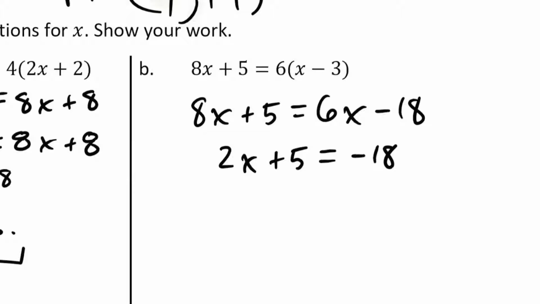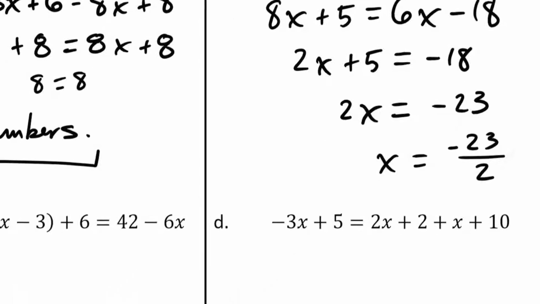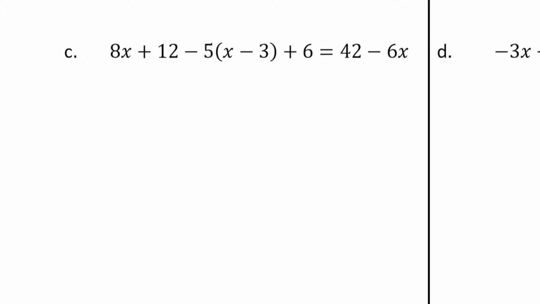If I subtract 5 from this side, I'm left with just 2x. And when I subtract 5 from negative 18, this is going to become negative 23. And then my answer is what I get when I divide both sides by 2. So my answer is negative 23 halves. And that can't be reduced. There are no common factors, so I'll just leave it like that. Negative 23 halves. Next problem, same deal.